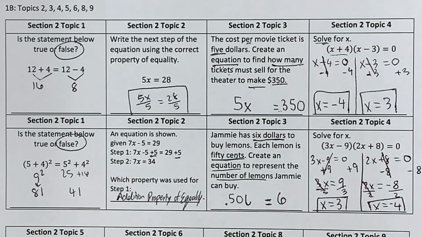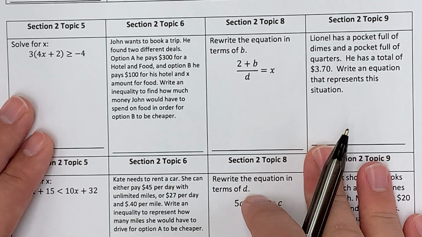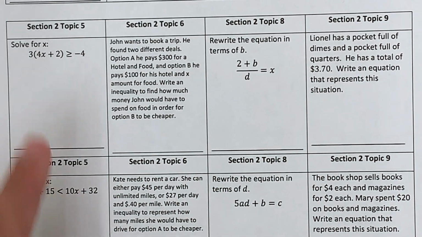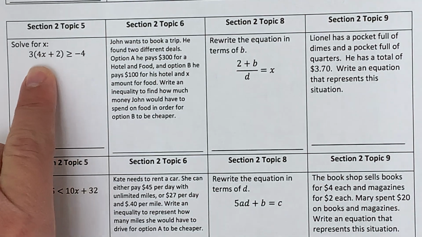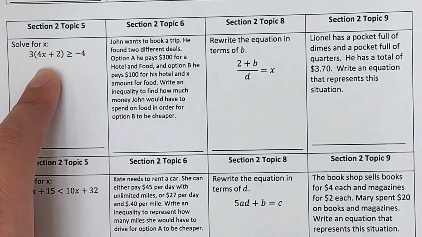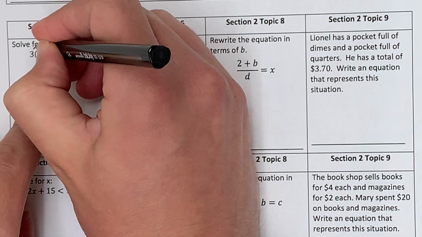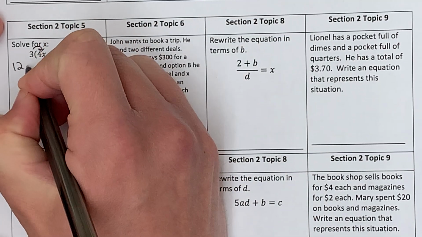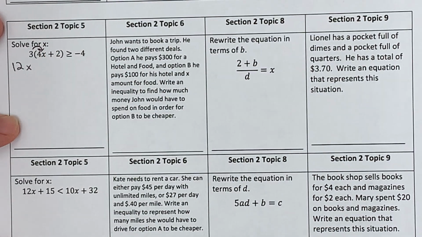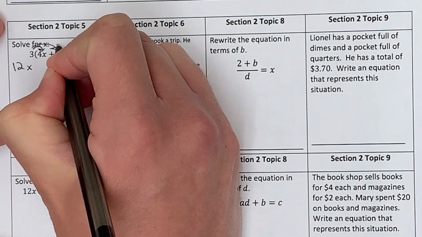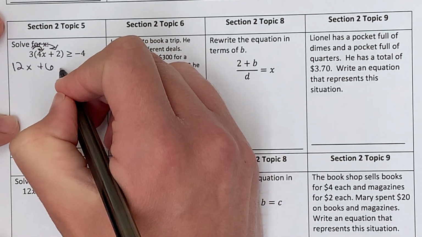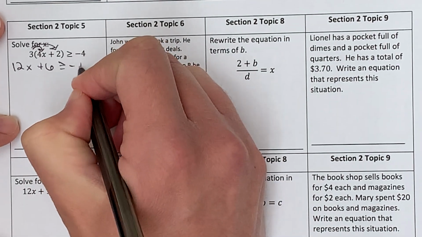All right, let's move on to section 2, topic 5. I've got an inequality, and we're going to be solving for the x. So first I've got to distribute. We're going to do 3 times the 4x. Well, 3 times 4 gives me 12, and I'm going to bring down that x. But we can't stop there. We've got that 2 also in the parentheses, so 3 times that positive 2 is a positive 6. Bring down our equal to or greater than sign, and then bring down that -4.